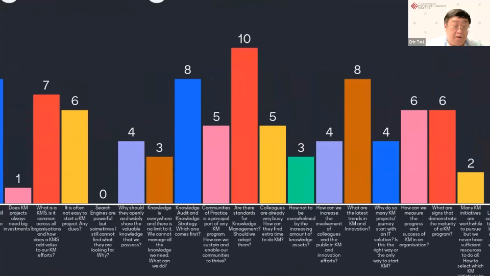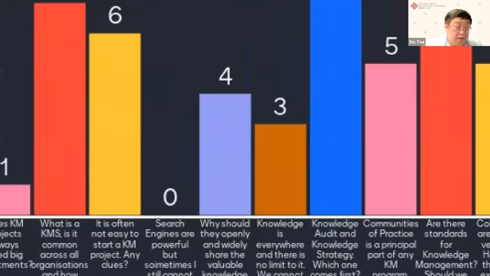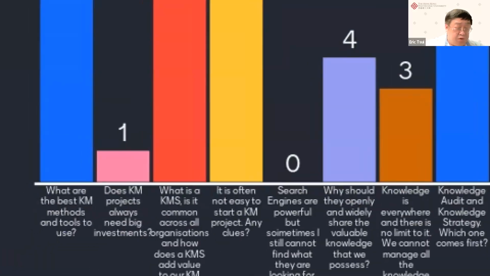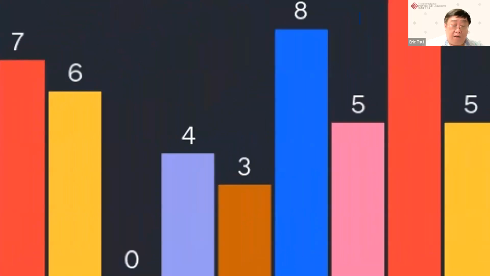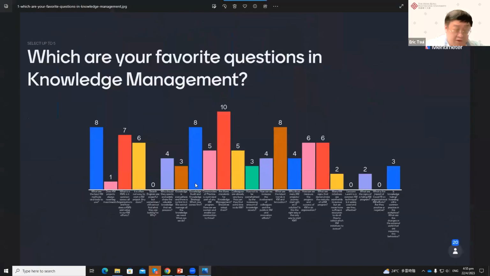Should we accept them? And then number 8, the one on the left here, is what are the best KM methods and tools to use? And then another one is knowledge audit and knowledge strategy. Which one comes first? So what I have decided is we're going to name this to be question number 1. And Christian, this will repeat on the screen, so you don't need to remember.